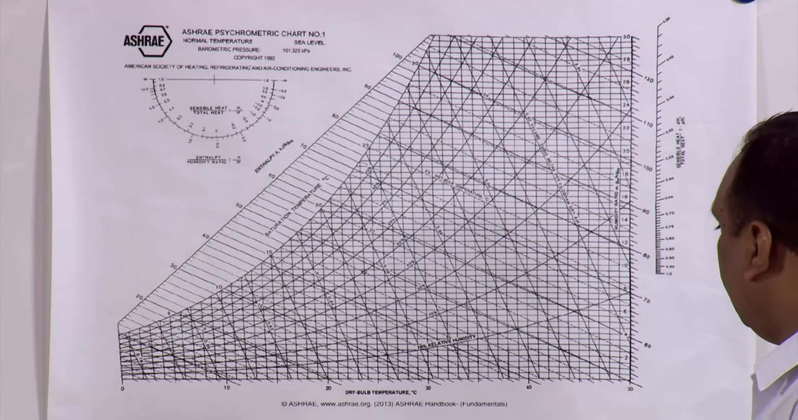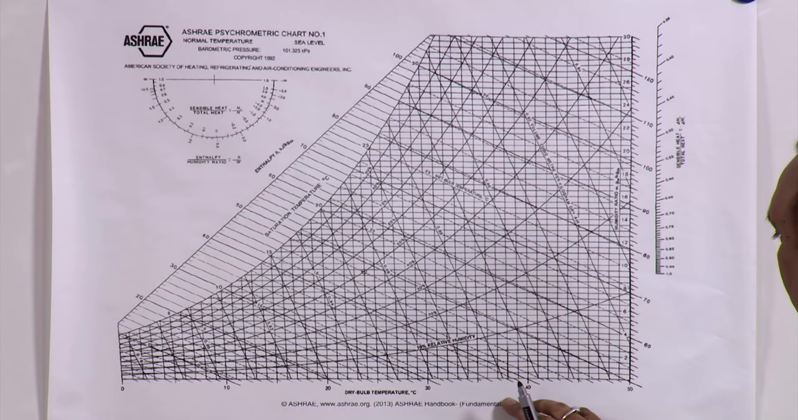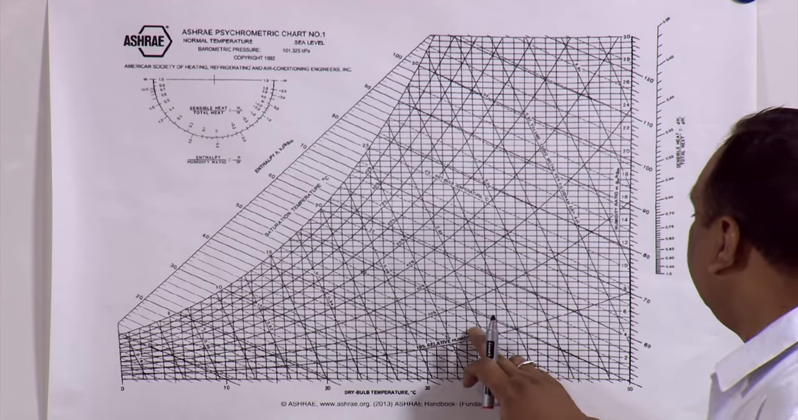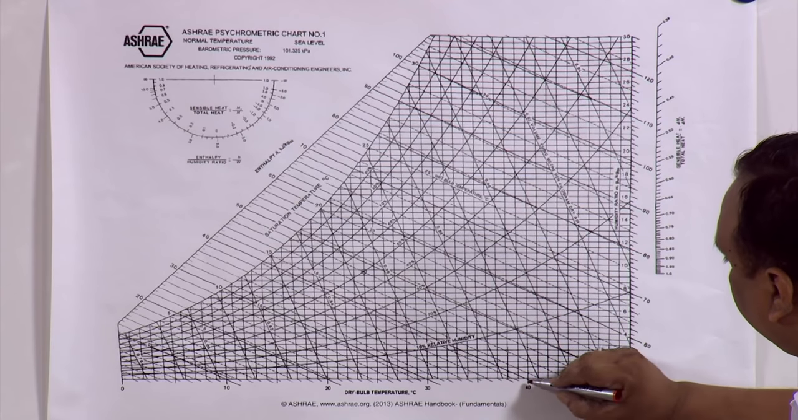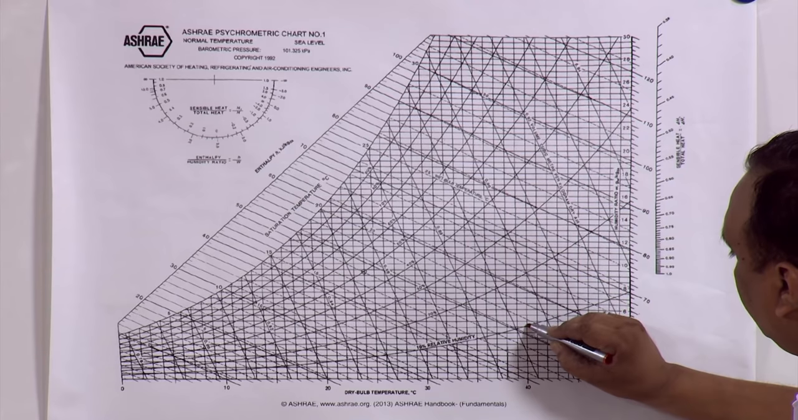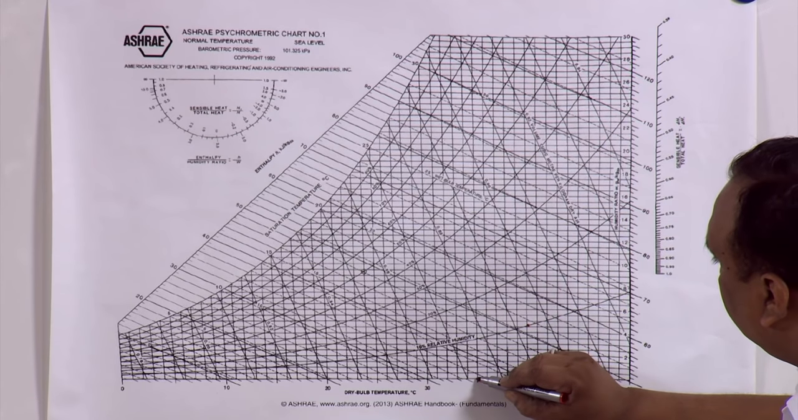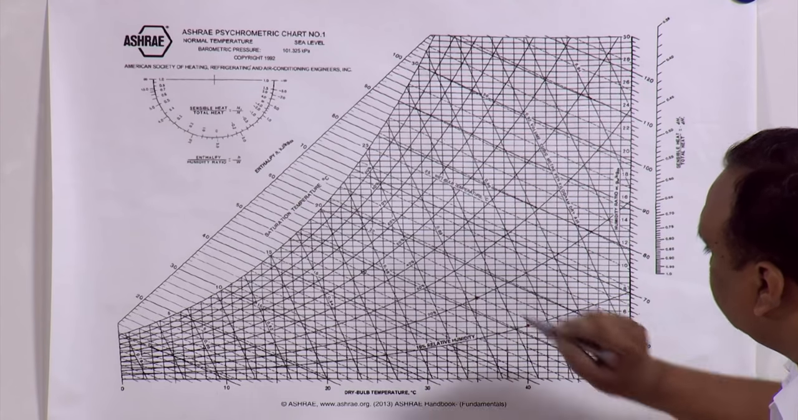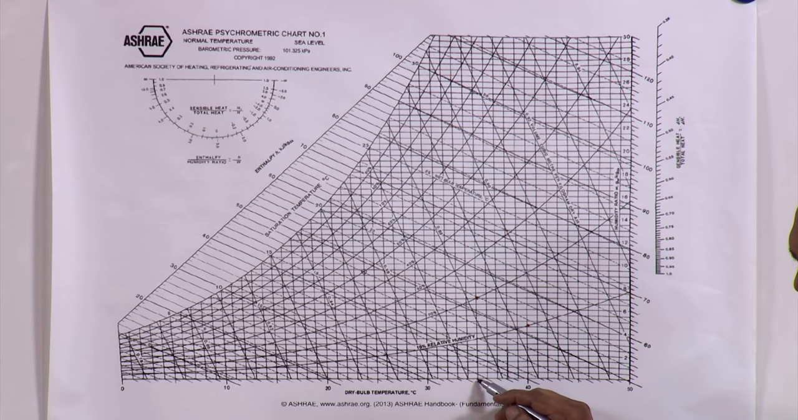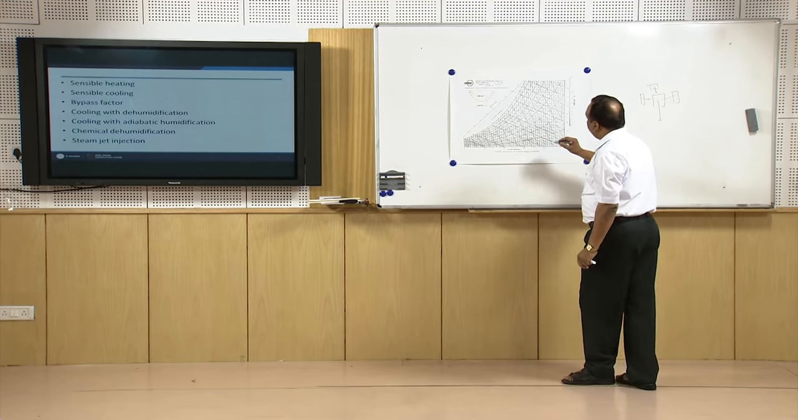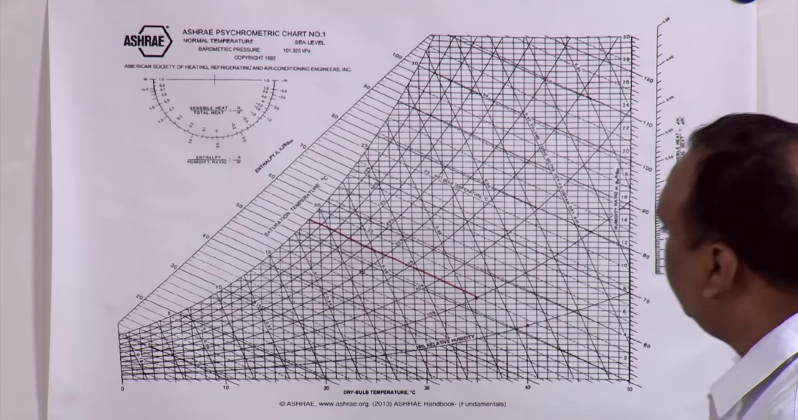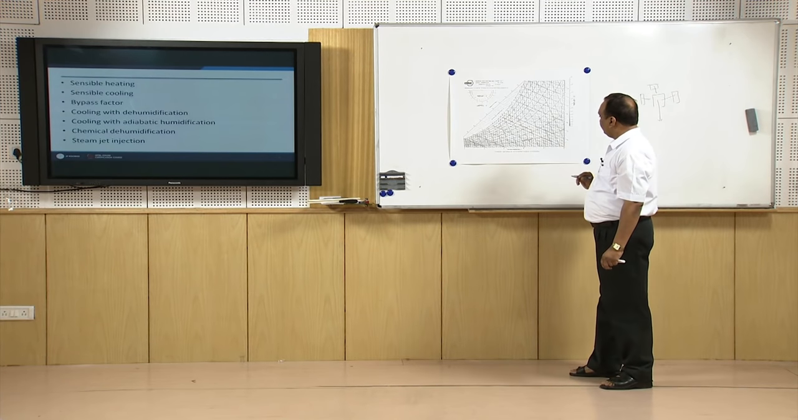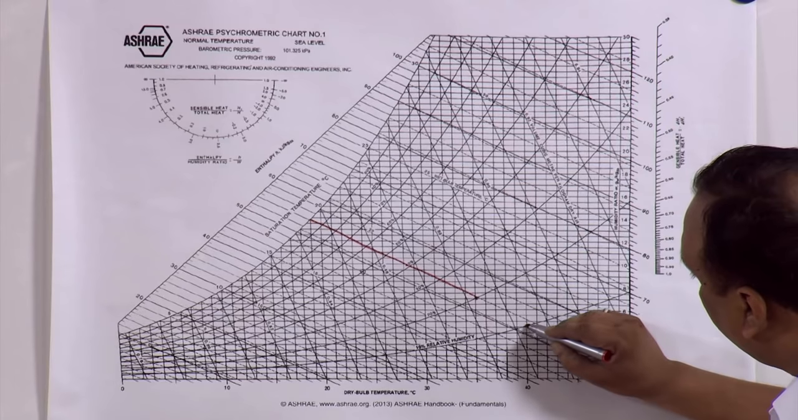Suppose the outside temperature is 40 degree centigrade and relative humidity is 10%, or the outside environment is 35 degree centigrade and relative humidity is 20%. Now, in this case, cooling with adiabatic humidification will follow this wet bulb temperature line, and it can go up to 100% saturation. So is the case with the 40%, this will also follow this line.